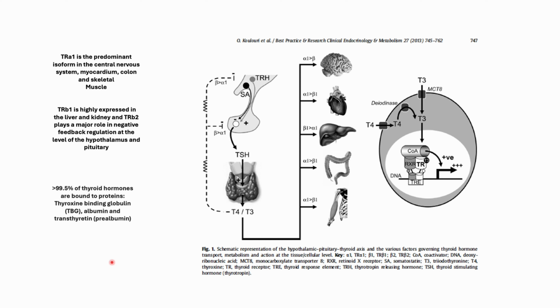There are two groups of thyroid hormone receptors: thyroid hormone receptors alpha 1 and alpha 2, and thyroid hormone receptors beta 1 and beta 2. They have different tissue distributions, with thyroid receptor alpha 1 being the predominant isoform in the central nervous system, in the heart, in the colon, and in the skeletal muscles. Thyroid hormone receptor beta 2, however, plays a major role in the negative feedback regulation at the level of the hypothalamus and the pituitary gland.